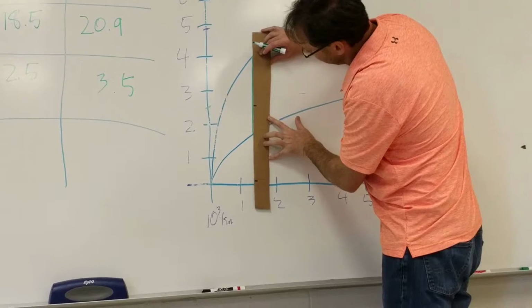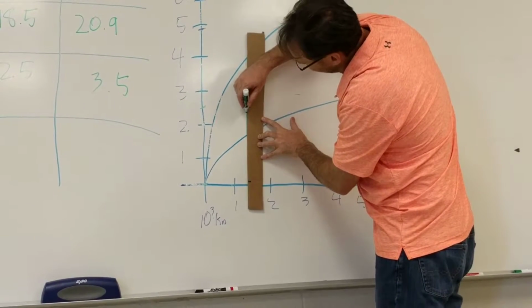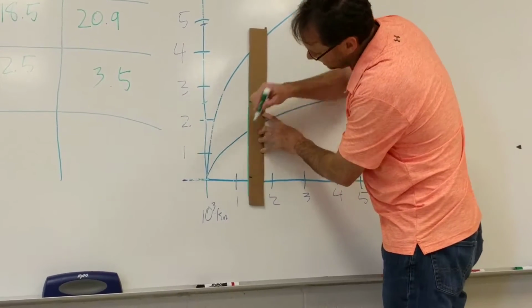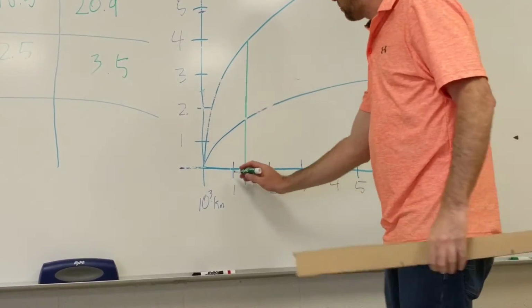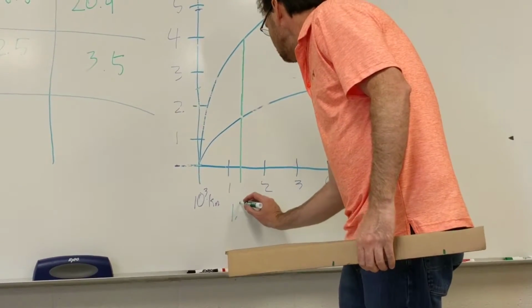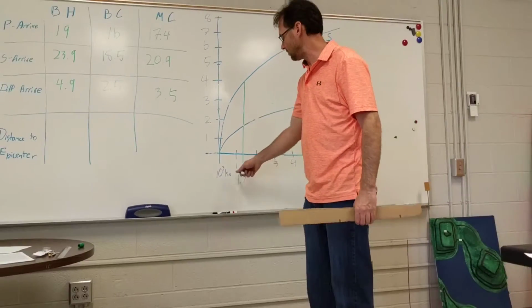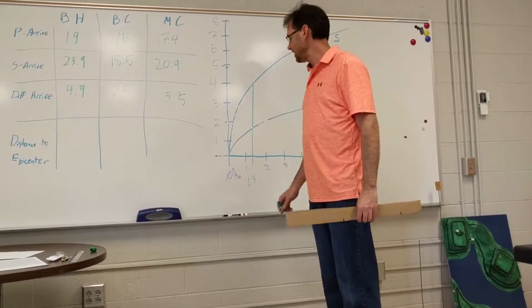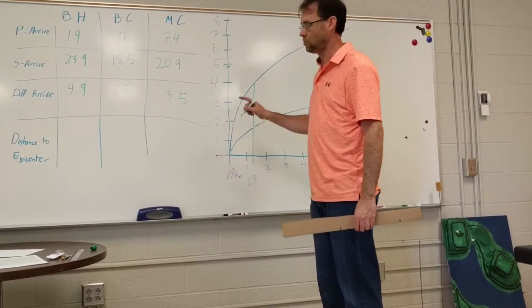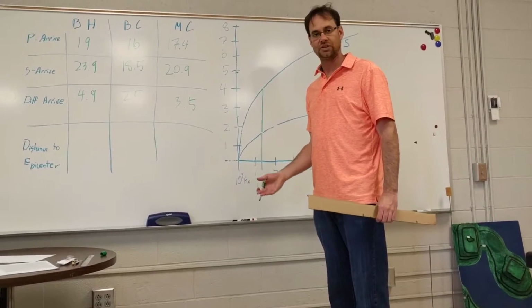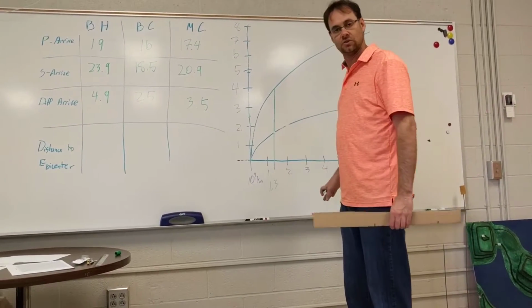So now that I've got that drawn in, I'm going to extend it down to the base of the graph and find that 1.3 kilometers to the third power is the distance that 2.5 minutes of arrival time difference equates to.